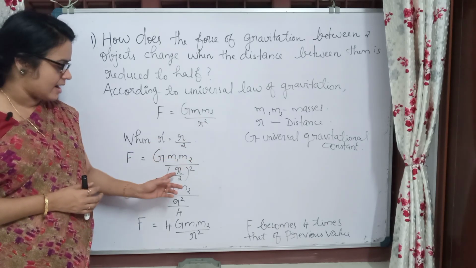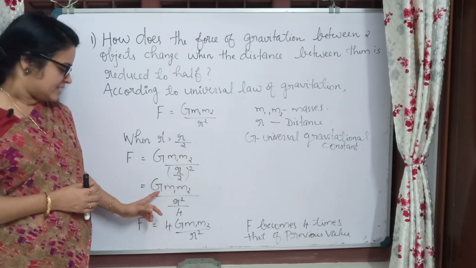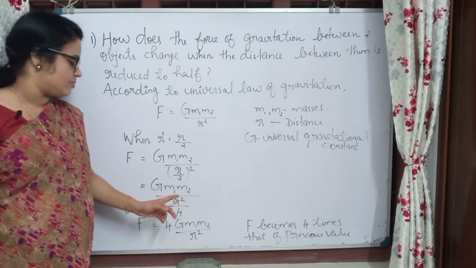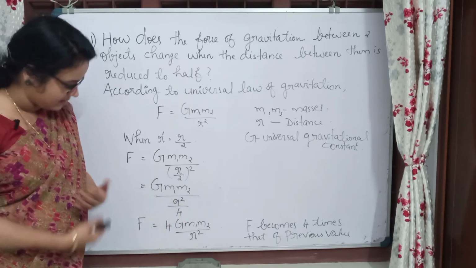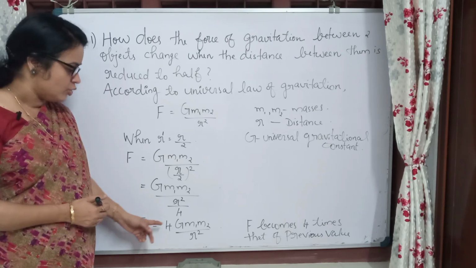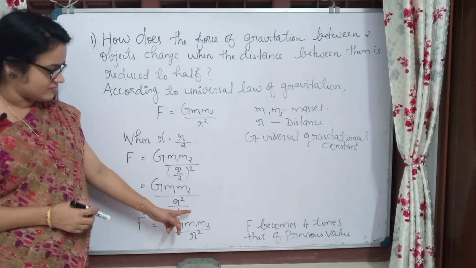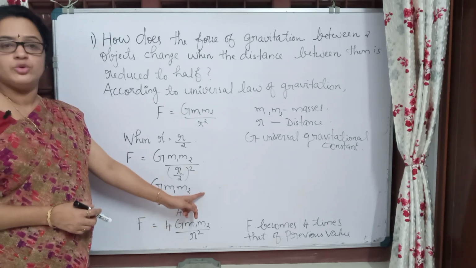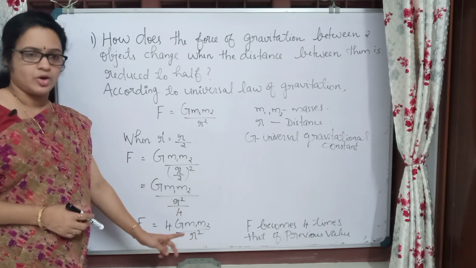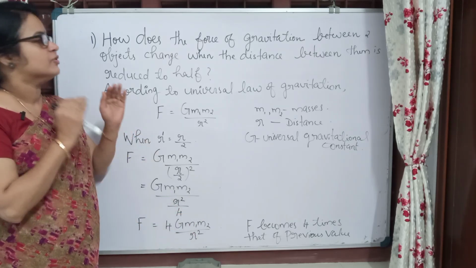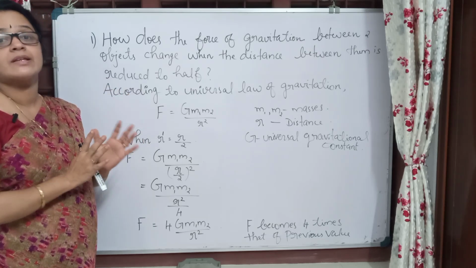Right, so what is that? r by 2 the whole square means r square by 4. Then F is equal to G into m1 m2 by r square, whole divided by 4. When we rearrange it, how will we write? F is equal to 4 into G m1 m2 by r square, because the 4 moves to the numerator. So that is the force of gravitation between the two bodies when the distance between them is reduced to half.